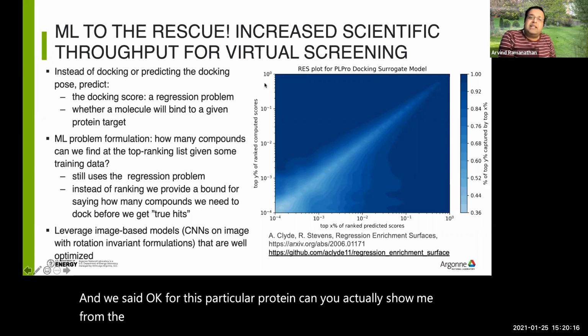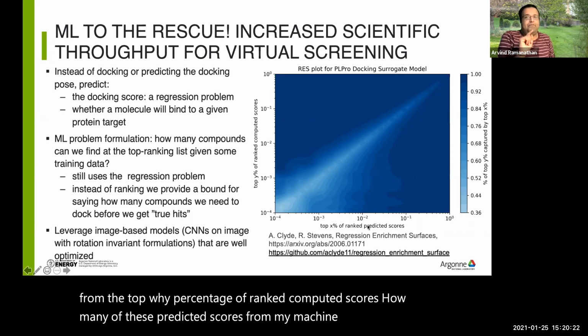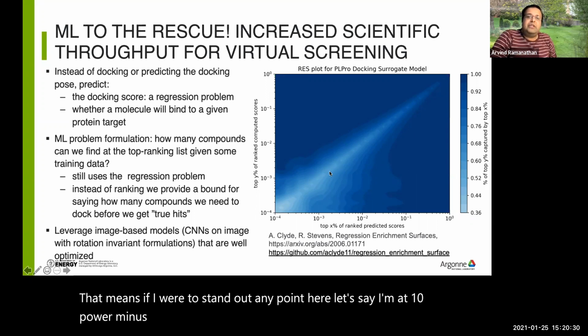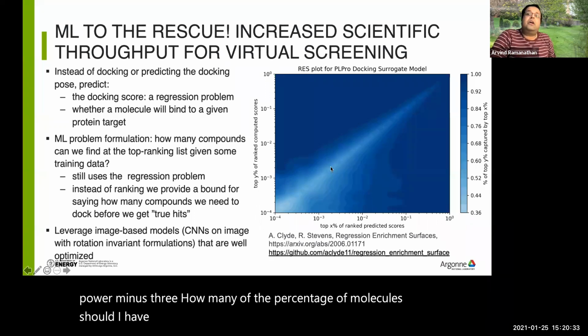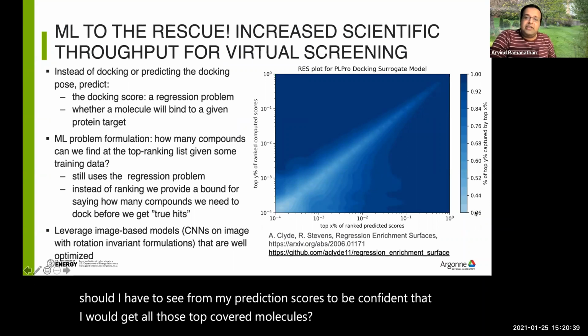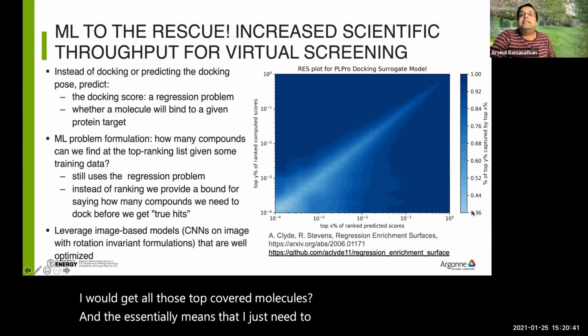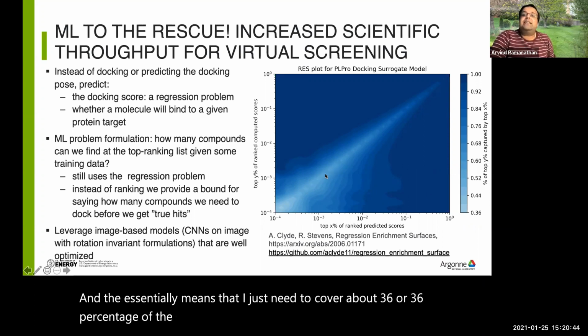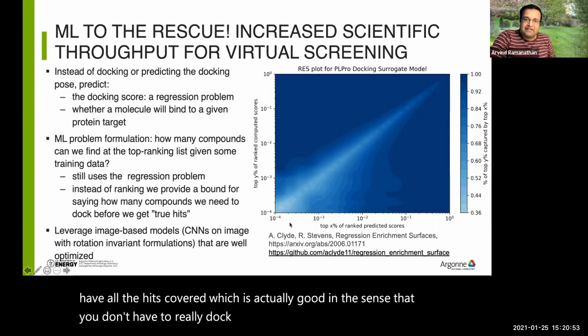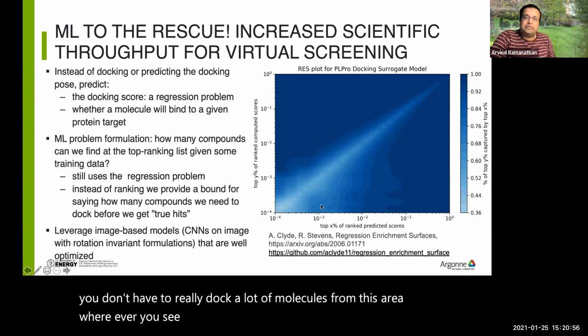For this particular protein, can you show me, from the top Y percentage of ranked computed scores, how many of the predicted scores from my machine learning model would be true hits? That means if I stand at any point here, let's say at 10 to the power of minus 3, what percentage of molecules should I see from my prediction scores to be confident that I would get all those top covered molecules? It essentially means I just need to cover about 0.36, or 36%, of the molecules to make a detection that I have all the hits covered, which is good in the sense that you don't have to dock a lot of molecules from the area shaded in light blue.